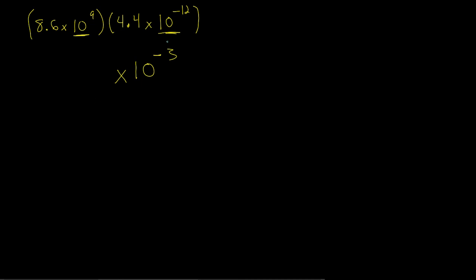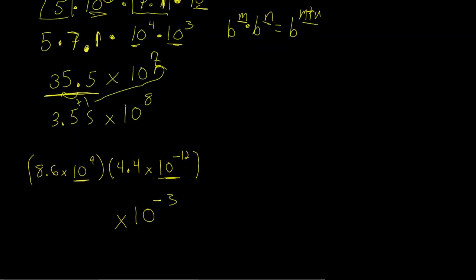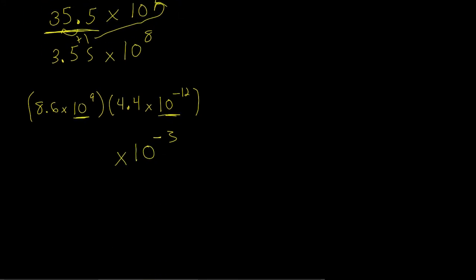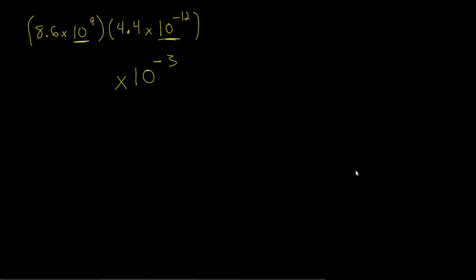And now I have the back half of my scientific notation. I add the exponents. I'm going to scroll up here, because that's what rearranging this allowed us to do. It allowed us to add the exponents of the base 10 part. Well, I don't have to rearrange it for that to be true. I can add the base 10 part. And so the multiplication I need to do is 8.6 times 4.4.